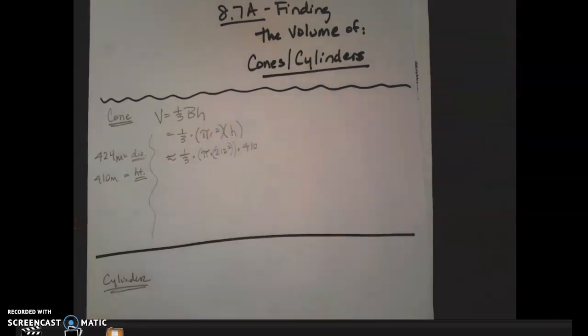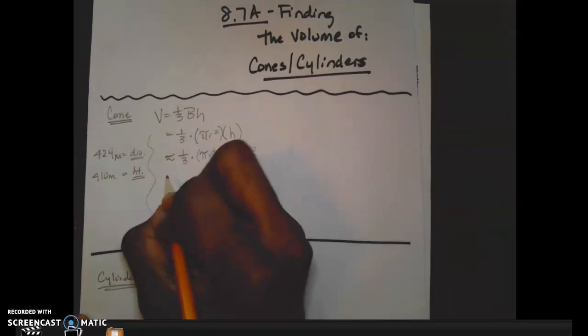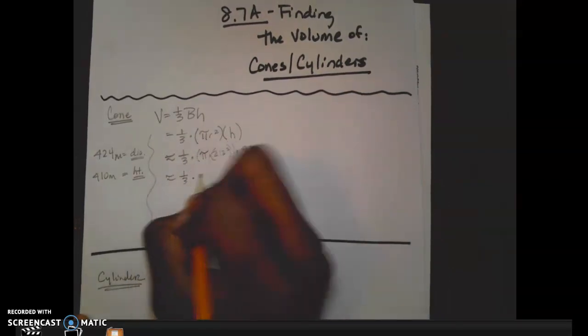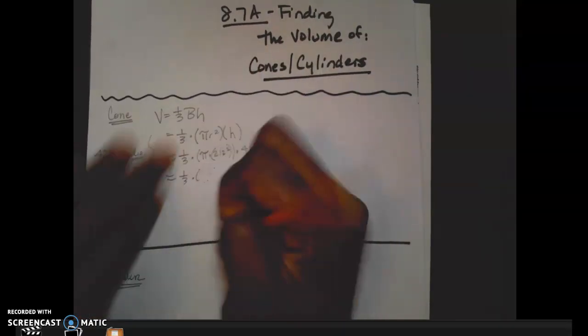Now at this moment, as you see, I'm leaving out my units just so I can put in my values at this point. So again, 1/3, just work on simplifying it. It's going to be pi. I should go ahead and put in 3.14 at this point.